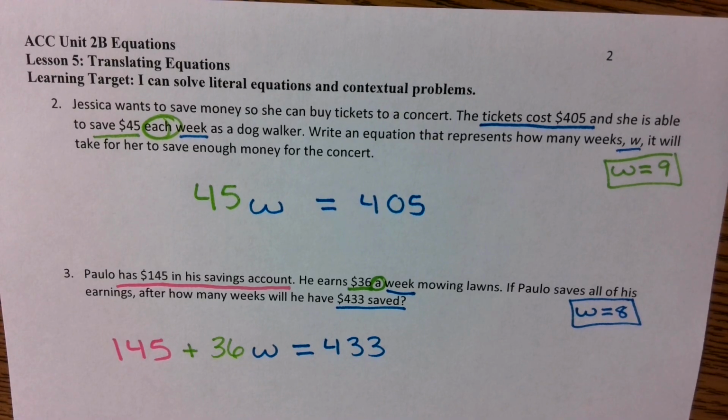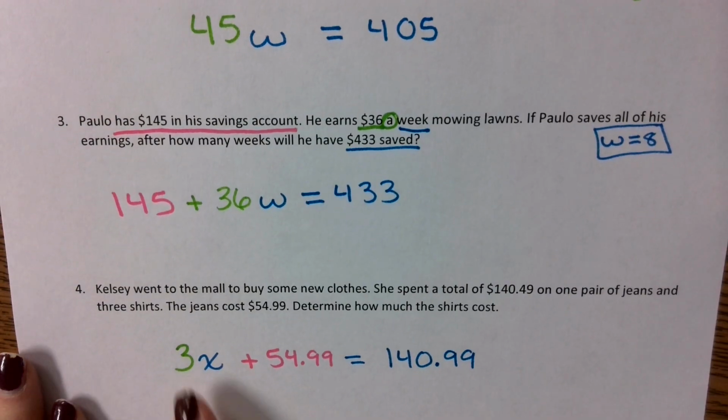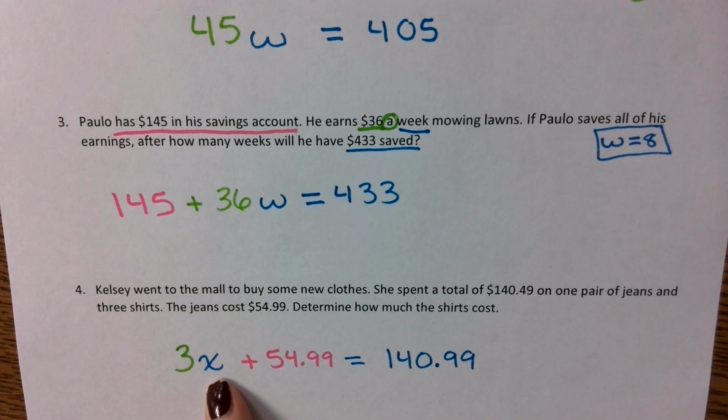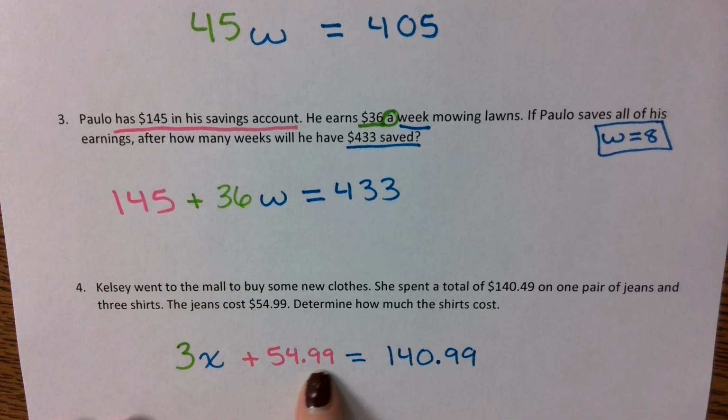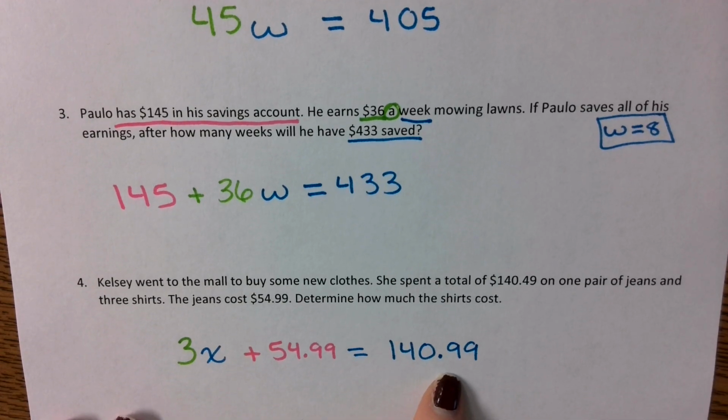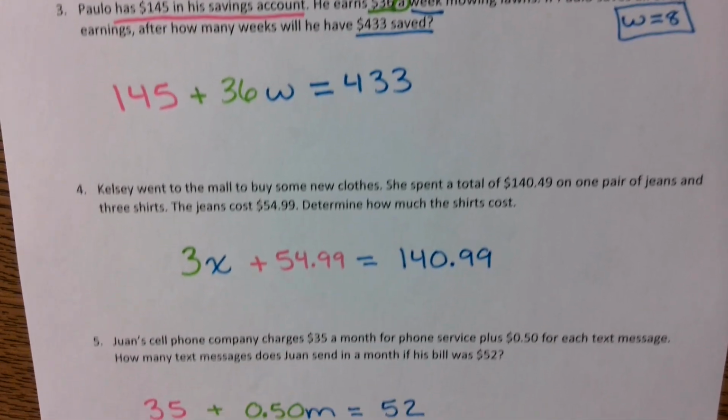All right, so for problem 4, we're trying to find the cost of the shirt. So we are going to have the equation 3 times whatever variable you chose, 3x plus 54.99 is equal to 140.99. If you did 54.99 plus 3x, that's fine. It's the same. I just wanted to make sure you guys understood that the addition between those two terms are very much interchangeable.